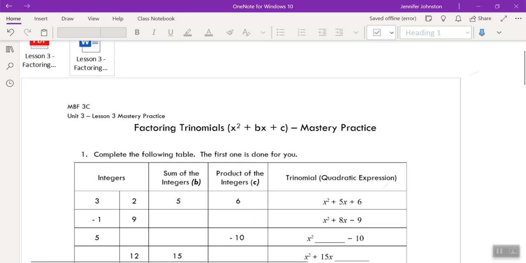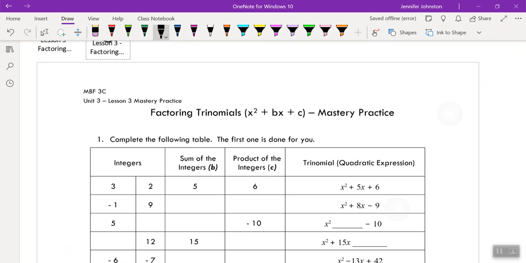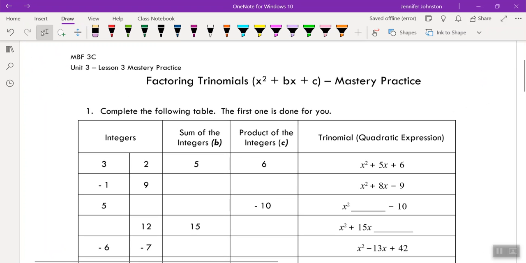All right, this is the second part of the video. Again, we're still on lesson 3. Let's go ahead and check out this mastery practice: factoring trinomials with x squared plus bx plus c.